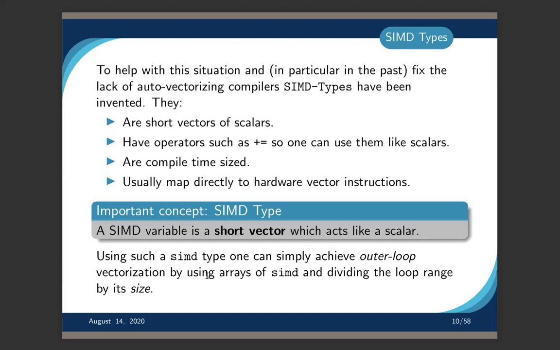And if you use such SIMD types, you can achieve outer loop vectorization simply by replacing your scalars with SIMD types and cutting the outer loop count by the SIMD length.